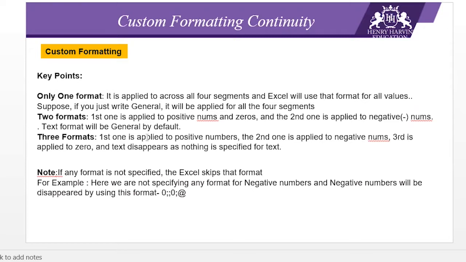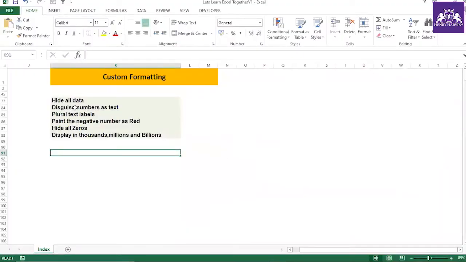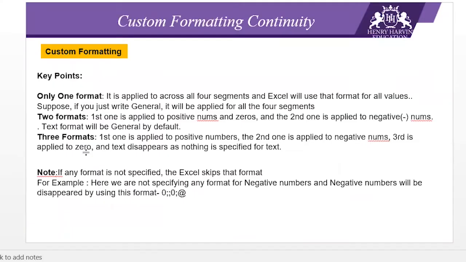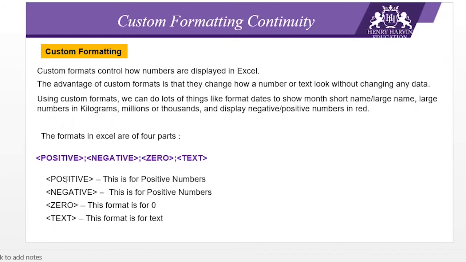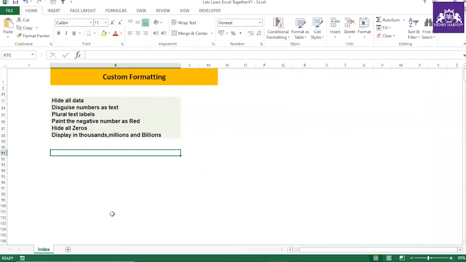Let me show you this example so that you can connect what the session is all about. Let me Alt-Tab to my Excel file. What do we do if we specify three formats and not the text format, which is the fourth format? Let me go back to the first slide. If we specify positive, negative, and zero, and we don't specify the fourth format, all text will disappear. You can see this example there.